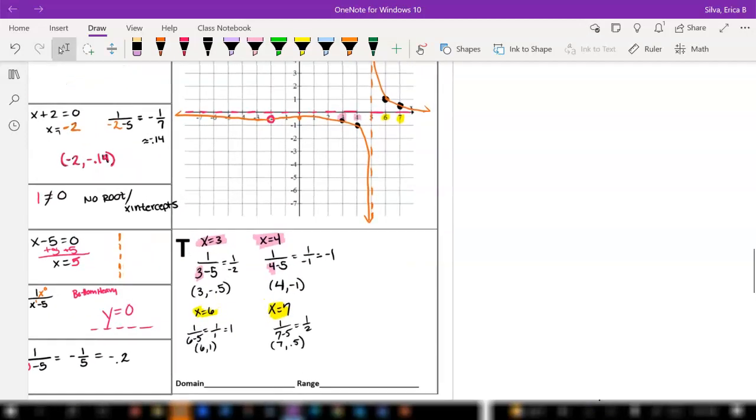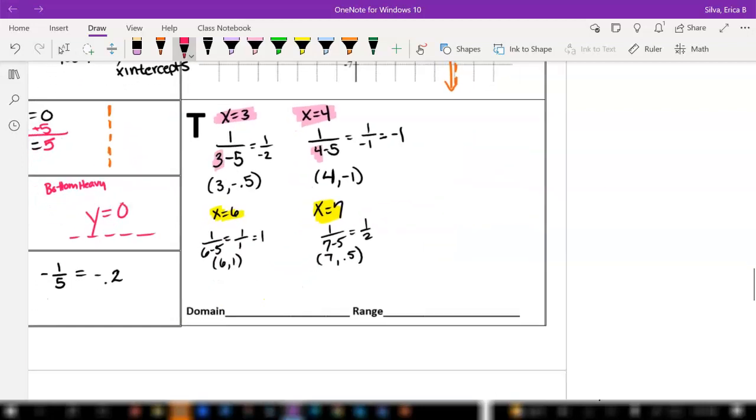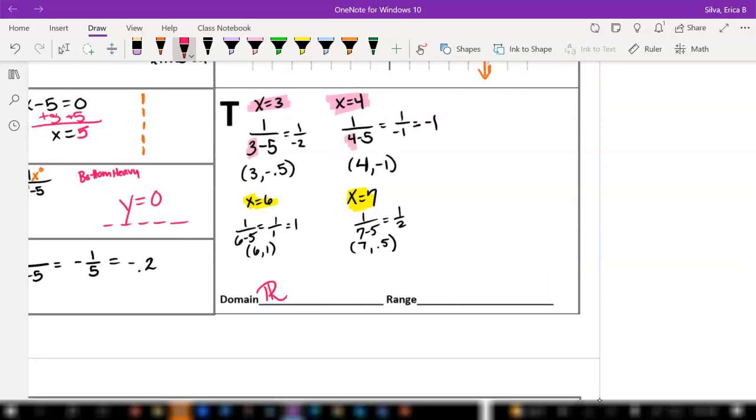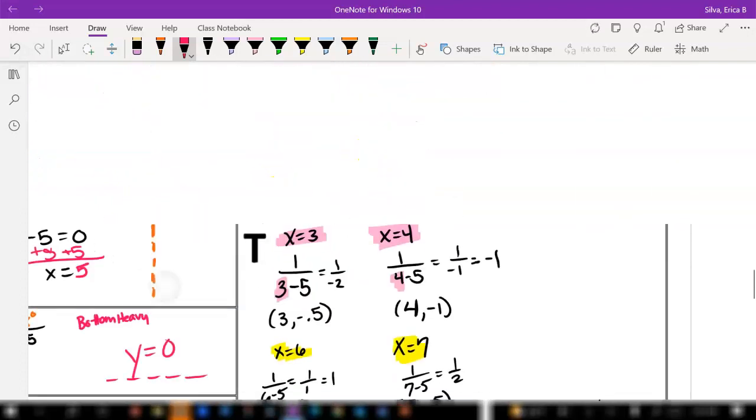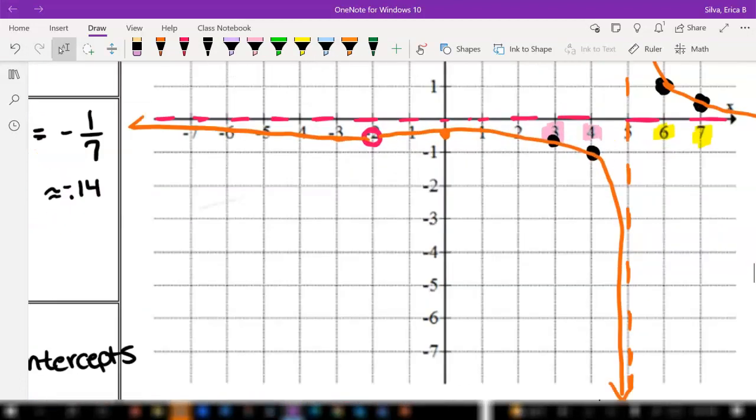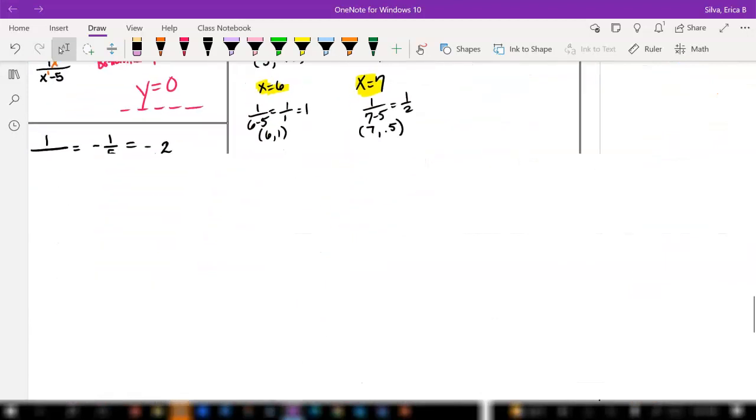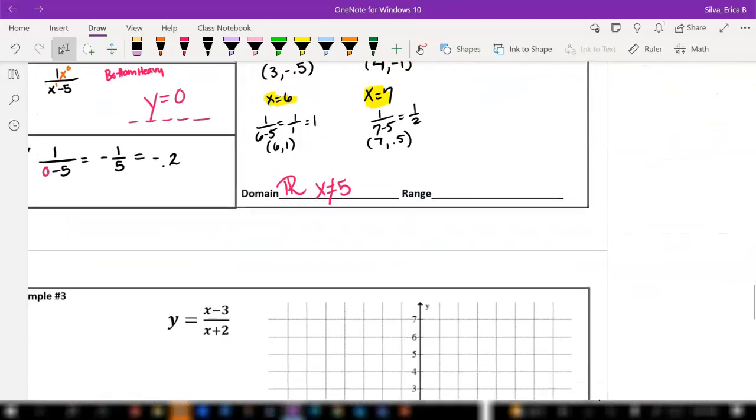Now for our domain, remember we talked about it'll be all real numbers except where my asymptote is. My asymptote is at 5. And it's also not going to include the x value where my hole is. So that x value is negative 2.